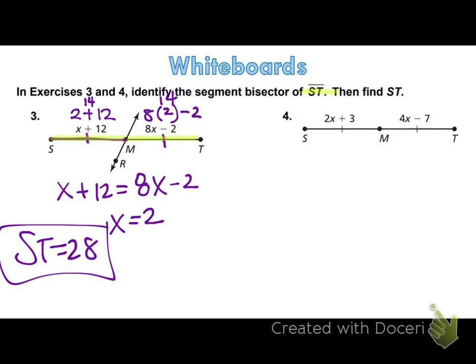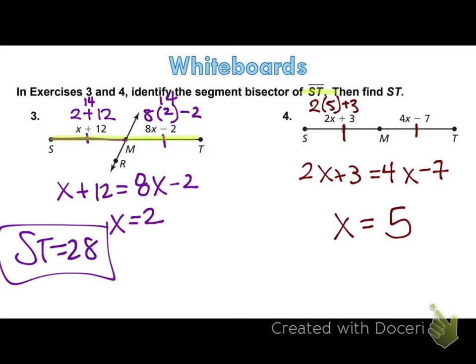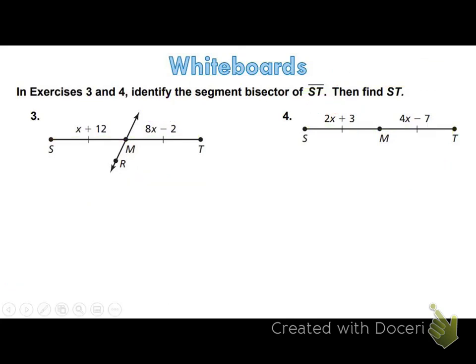Correct. All right, so we set them equal. 2x plus 3 equals 4x minus 7. Then x equals, what do we end up with? X equals 5. Then what do we do with it? Plug it in. So 2 times 5 is 10, plus 3 is 13. So that means this piece is 13, which means this piece is 13. So the length of ST is 26. You're good. All right, go ahead and do the next question.